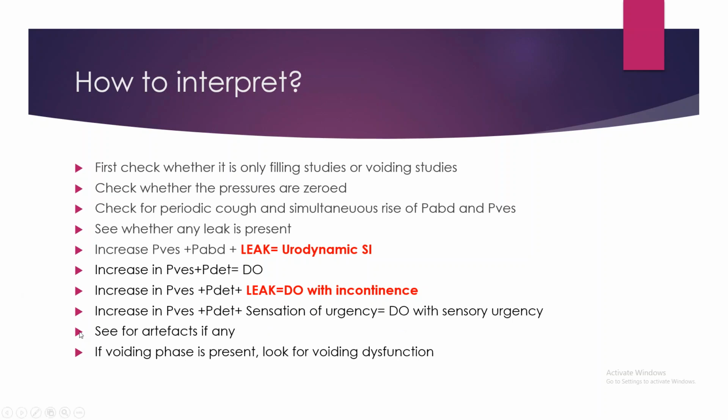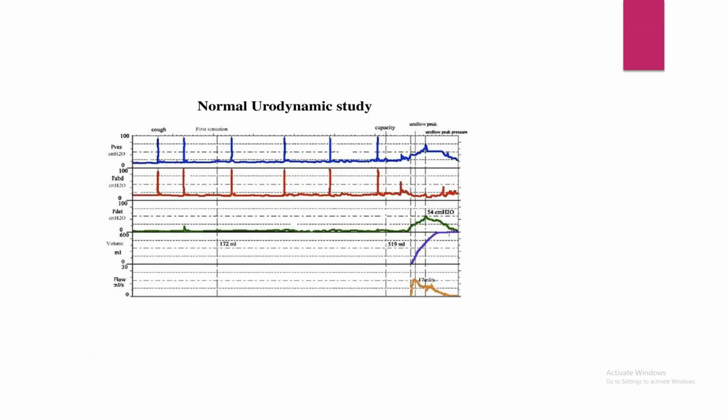Then we have to see for any artifacts, and if the voiding phase is present, we have to see for any voiding dysfunction. All these things we have to see while interpreting any urodynamic graph. So we will do it on one normal graph so that we can understand. So this is the normal urodynamic study.